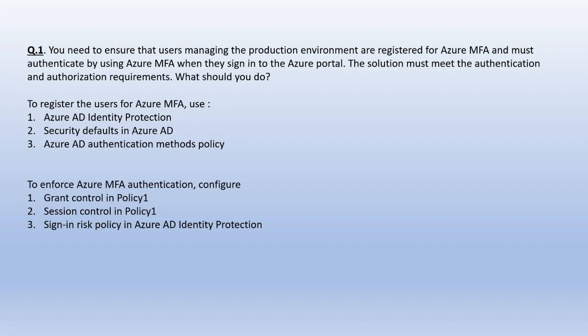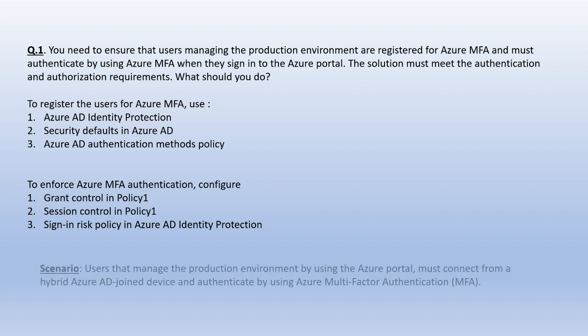Second question, to enforce Azure MFA authentication, you need to configure: first, grant control in policy 1. Policy 1 is actually the conditional access policy that we already have. Second option, session control in policy 1. Third option, sign-in risk policy in Azure AD Identity Protection. The scenario says that users that manage the production environment by using the Azure portal must connect from hybrid Azure AD joined devices and authenticate by using Azure multi-factor authentication.